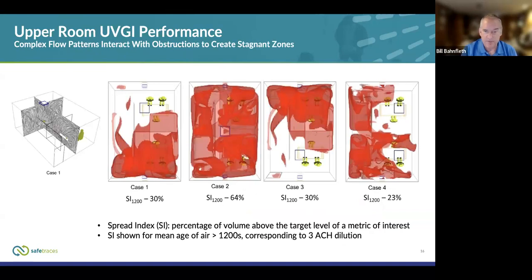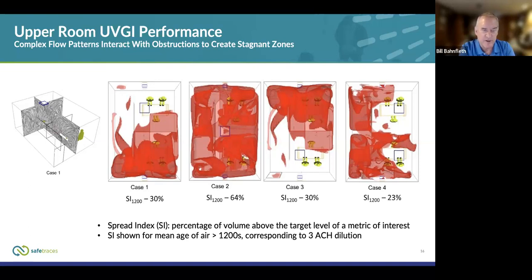So this figure shows on the left some of the air distribution details, and we can see that even though this is an overhead mixing system, well mixed really is kind of a fallacy. There are some very complicated recirculation zones in this system. The 4 figures to the right of this figure show something called the spread index, which is a metric that Kishore developed, which shows the fraction of the volume of a space that is above a certain level for whatever the variable is that's of interest.